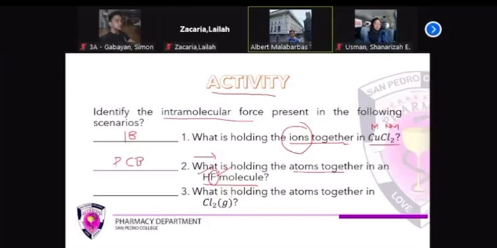And then number 3, the last one, what is holding the atoms together in the chlorine gas? Tandaan natin pag mga diatomic na molecules, diatomic, kanang tigduha sila, O2, Cl2, I2, etc. Those are examples of your compounds that are bonded via non-polar covalent bond. So therefore, number 3 is an example of a non-polar covalent bond.